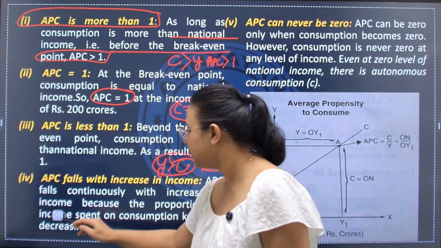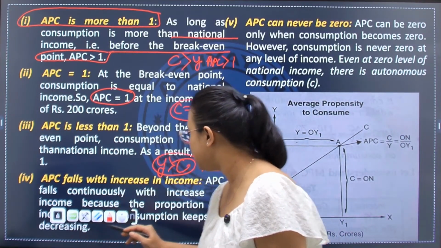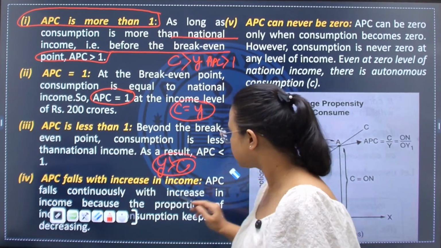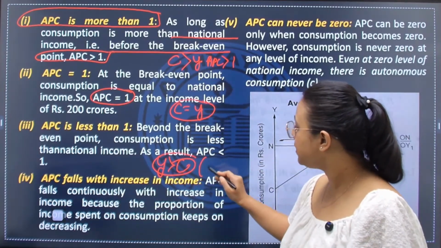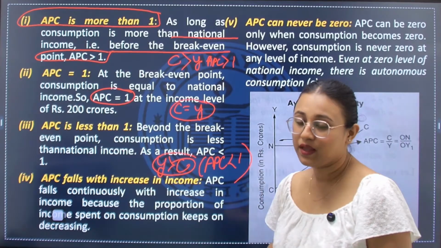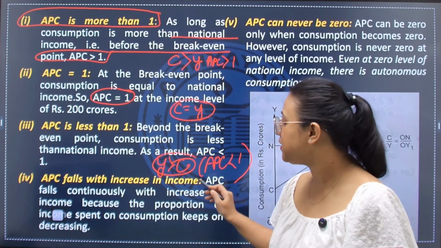APC is less than 1. Here I have written greater than. APC will actually be less than 1. APC will be less than 1. Next, APC falls with increase in income.